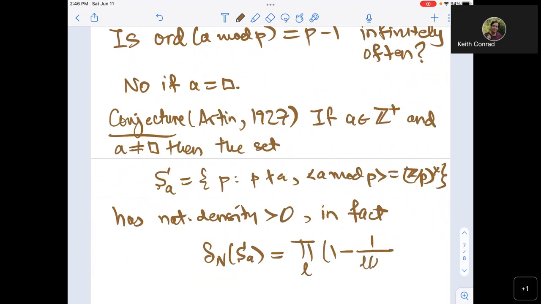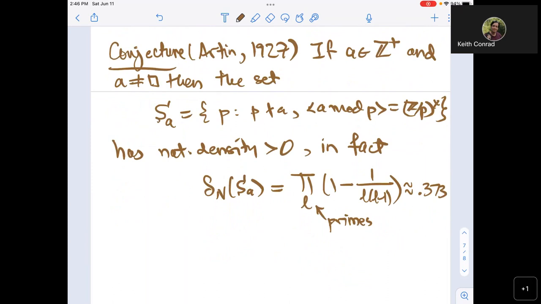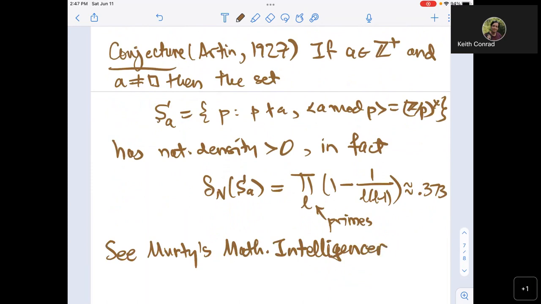One minus 1 over L times L minus 1, as L runs through the primes. And this is an absolutely convergent infinite product, around 0.373. Okay, around 37%. So actually, maybe Artin initially guessed this only when A is 2, but then he thought, well, it really should be true in general as long as A is not a square. So there are some interesting heuristics that lead to this guess. If you know some algebraic number theory, there's a nice little paper by Ramakrishnan in the Mathematical Intelligencer about Artin's primitive root conjecture. And he explains the heuristics that would lead to this, that the L times L minus 1 is coming from looking at the splitting field of x to the L minus A. In any case, I don't want to get into the details on that. But Artin had some good reasons for believing this.